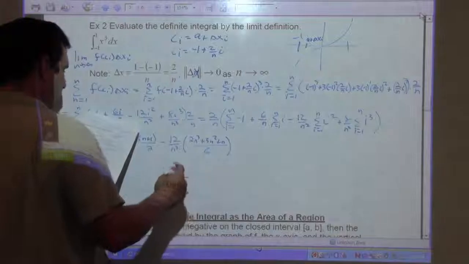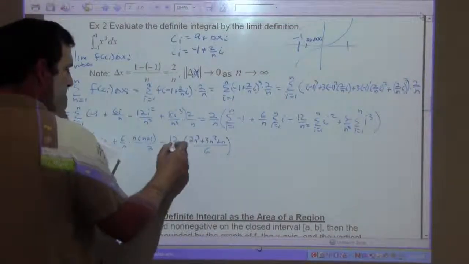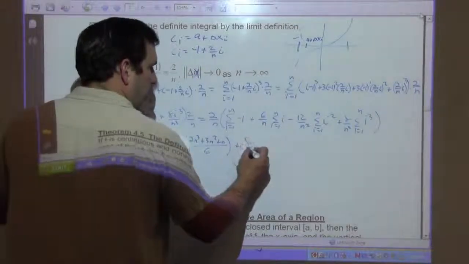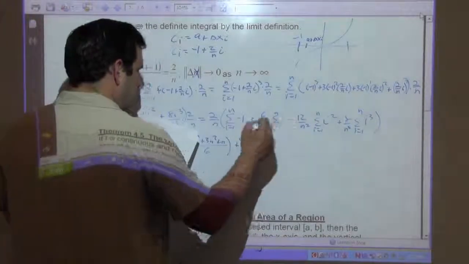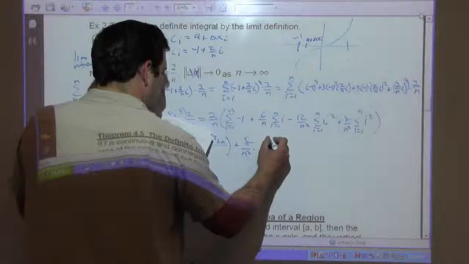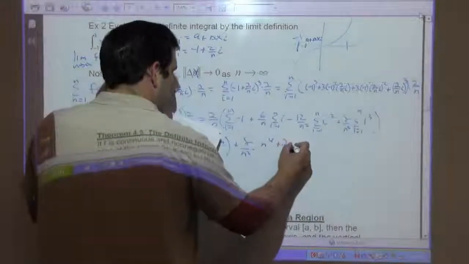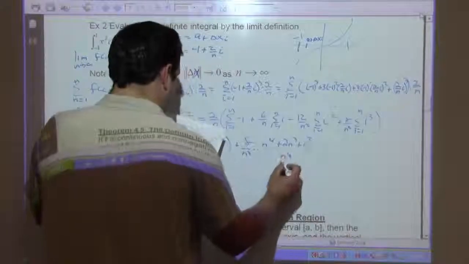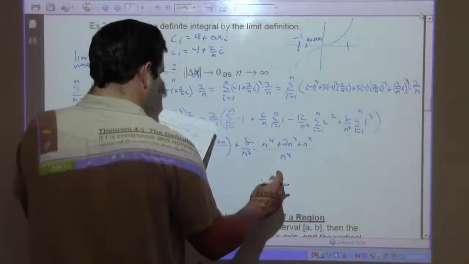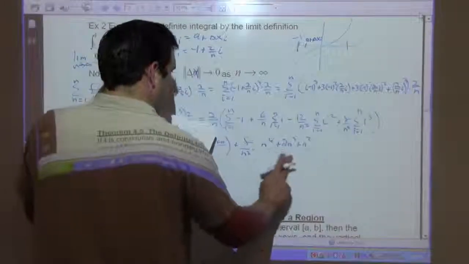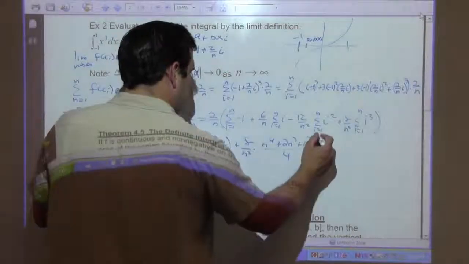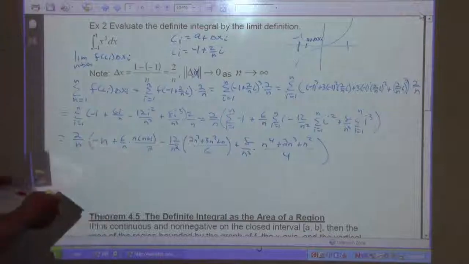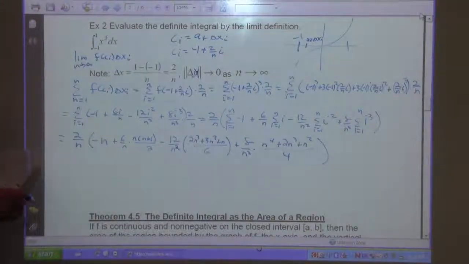And then we have, I think this is a squared down here. Yeah. And then we have plus 8 over n cubed times the sum for the i cubed, which was n to the 4th plus 2n cubed plus n squared over 4. There we go. Okay, so where does this take us?